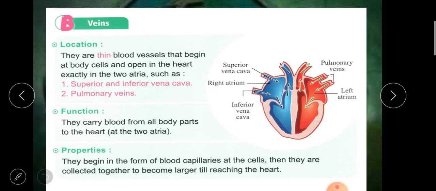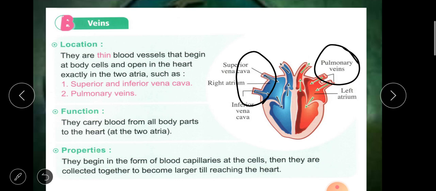Number two, we have the veins. The veins are like the pulmonary veins, and the superior and inferior vena cava. Those are thin blood vessels that open in the heart. What does opening in the heart mean? This means it gets the blood from outside and gives it to the heart. So it opens in the heart; it delivers something to the heart.